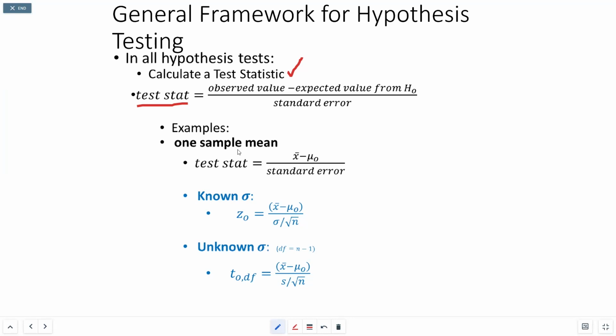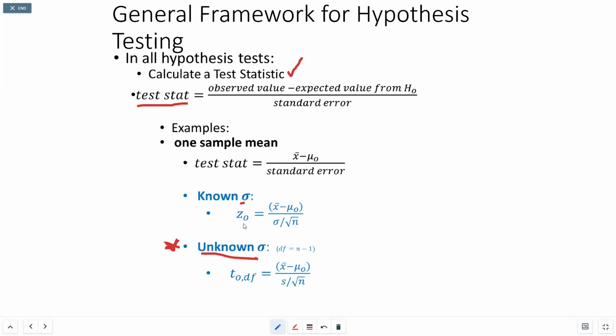So we're going to start with a one sample mean. You take a sample from your data. You already have a sample, and you're going to get a mean. We already calculate means for every variable. Then you subtract off what your null hypothesis is for that value, and divide by the standard error. Now there are two scenarios. We either know sigma or we don't. We usually don't.